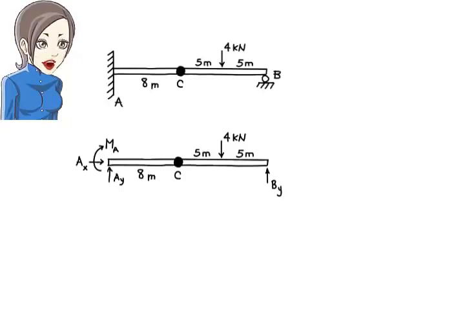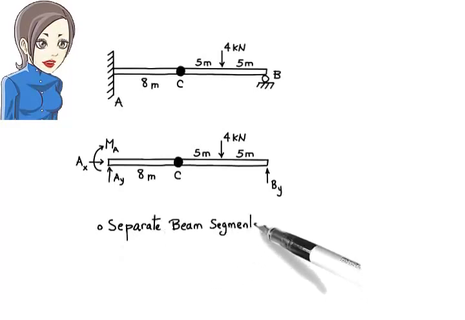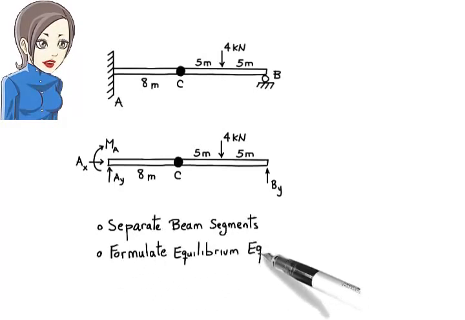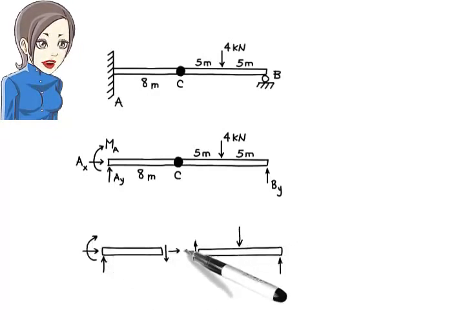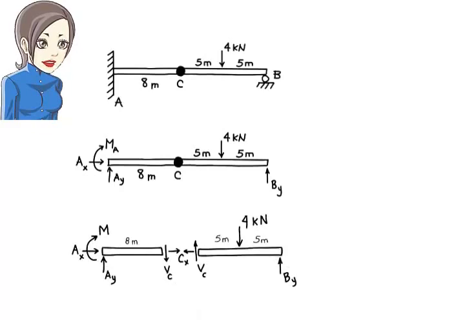Here is how. The analysis of a beam with an internal hinge involves separating the beam segments at the hinge, formulating 3 equilibrium equations for each segment, then solving them simultaneously for the unknown reaction forces and the internal shear force at the hinge. Here is the free body diagram for each beam segment. Observe that the internal shear force at the hinge is drawn on each beam segment. On the left segment, the force is shown to act downward. On the right segment, the force is drawn upward. These 2 arrows must always be drawn in opposing directions.